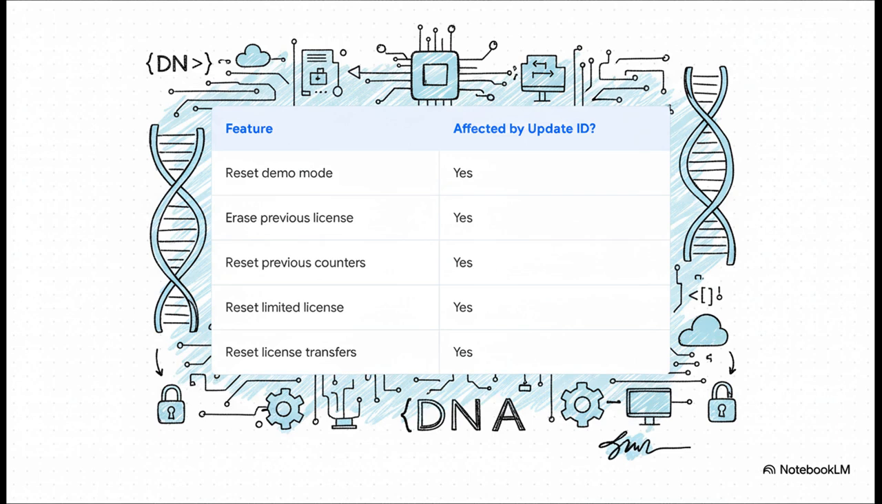But don't let that simplicity fool you. This number is powerful. When a new update ID is detected on a user's machine, you can trigger all sorts of actions. You can use it to automatically reset a user's demo period, for example, or reset their license transfer count, or even completely wipe out a previous license. It gives you really fine-grained control over the whole update experience.